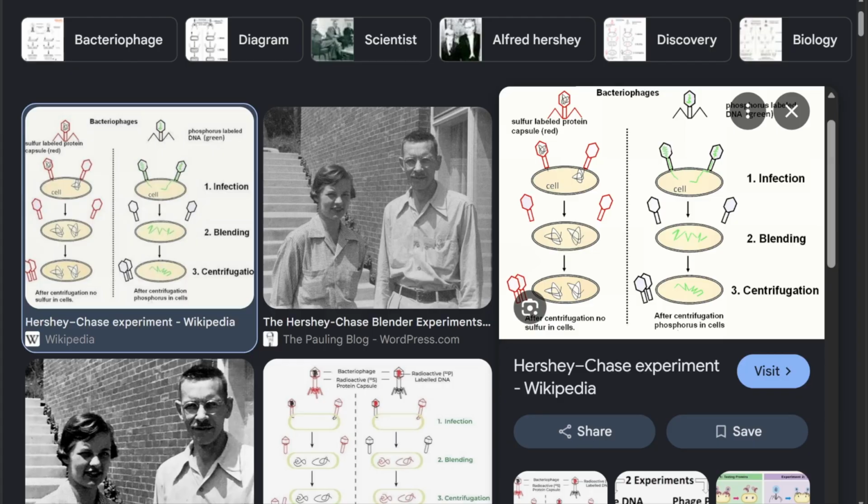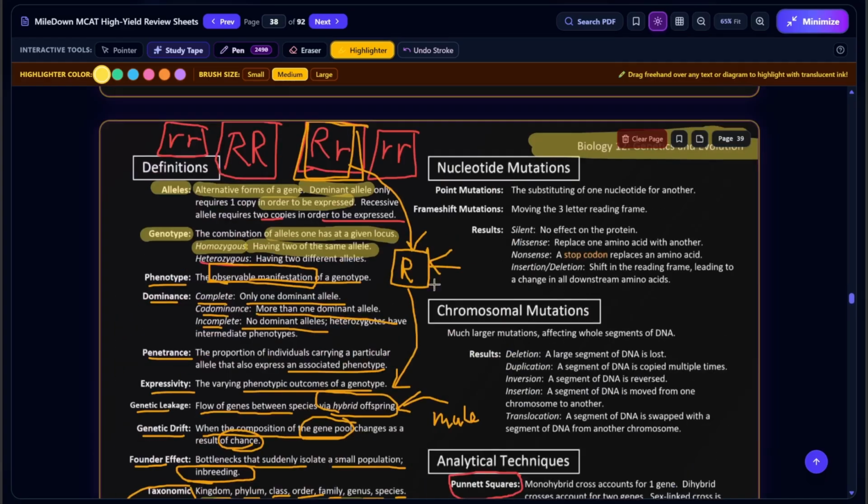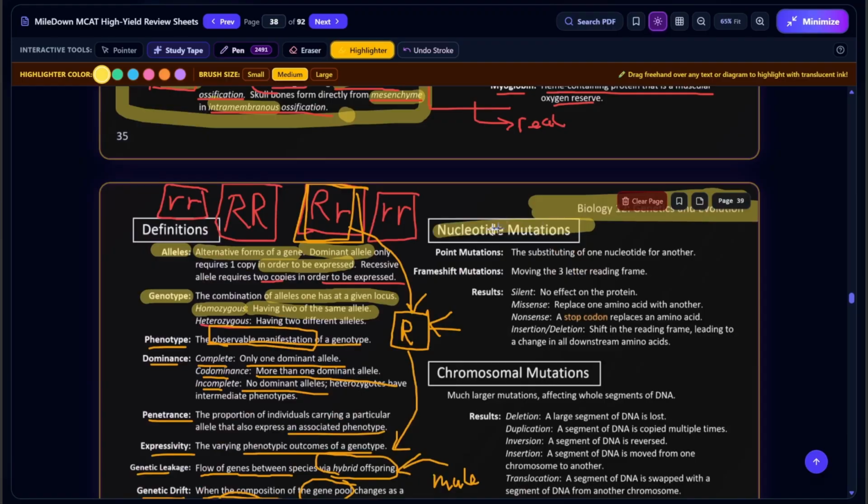And that was a cool part, because they figured out that it was the DNA that was 100% the genetic material that was transmitting over and passing down genetic instructions of what this cell should be doing. So their experiments were really good at defining what DNA was really doing. Okay, and then we have mutations that can happen with the DNA.